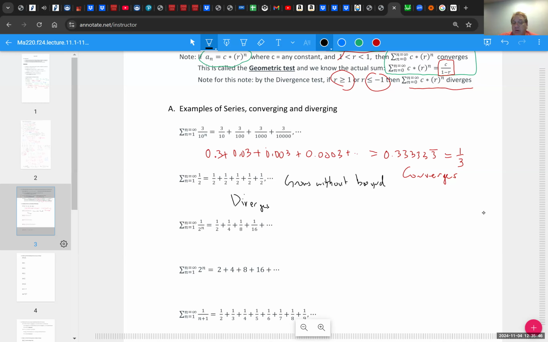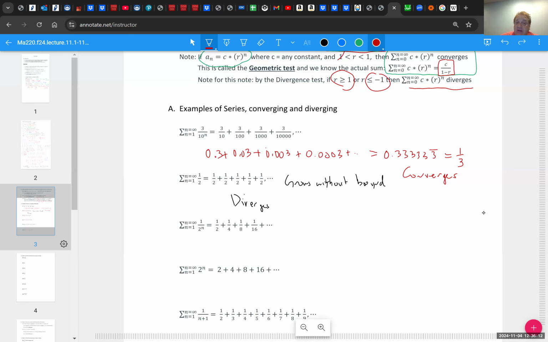All right, the next series is 1 over 2 to the n. If you want to think about n equals 1, n equals 2, n equals 3, it says start with n equals 1 and plug it in. n equals 1 gives you 1/2. n equals 2 gives you 1/4. n equals 3 gives you 1/8. We always count by whole numbers there, starting with whatever they tell us and going to the end point, which is almost always infinity.